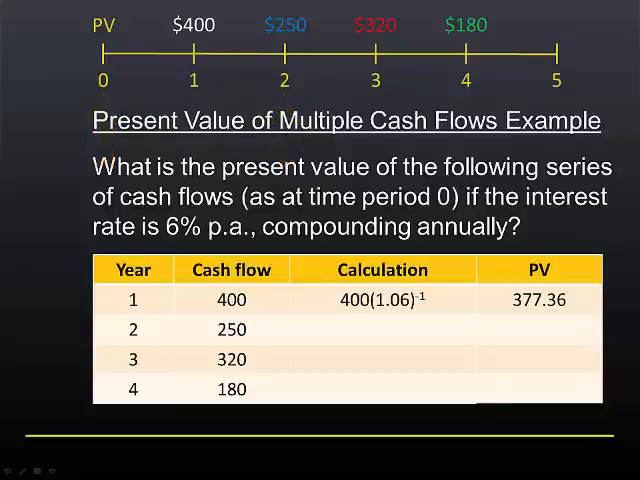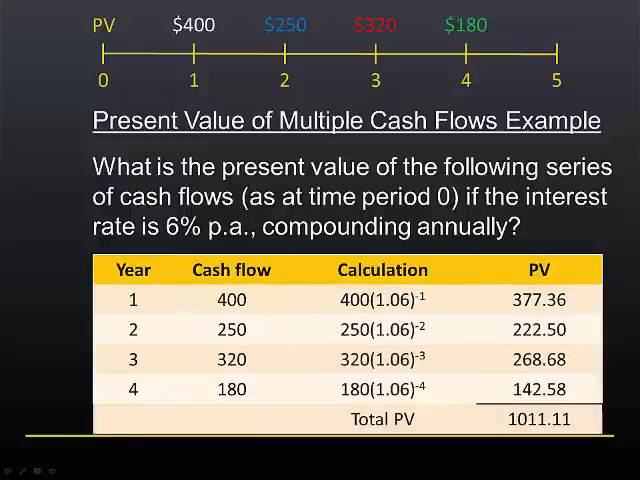The second cash flow needs to be discounted for 2 periods, the third cash flow for 3 periods, and the fourth cash flow for 4 periods. See if you can work out the present value of the second cash flow. These are all of the calculations. The last cash flow, $180, is discounted for 4 periods, and the total present value is $1,011.11.